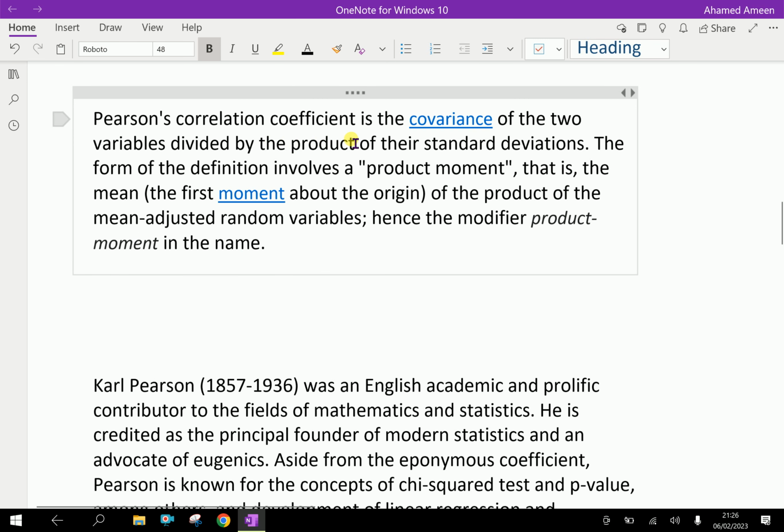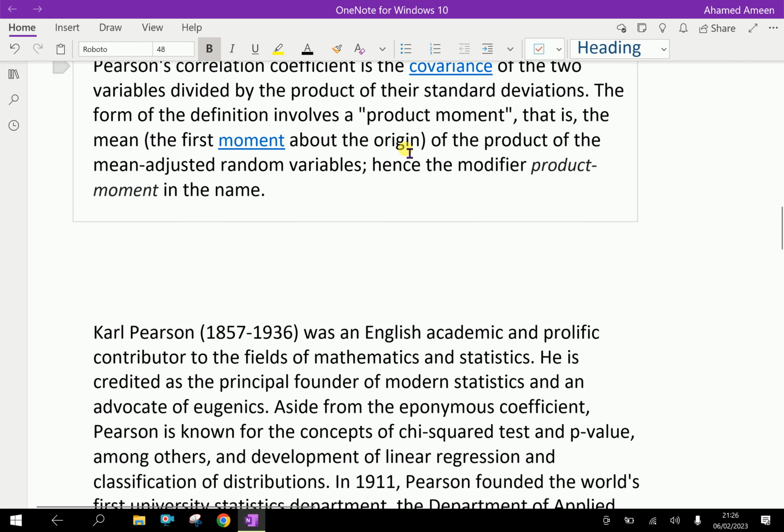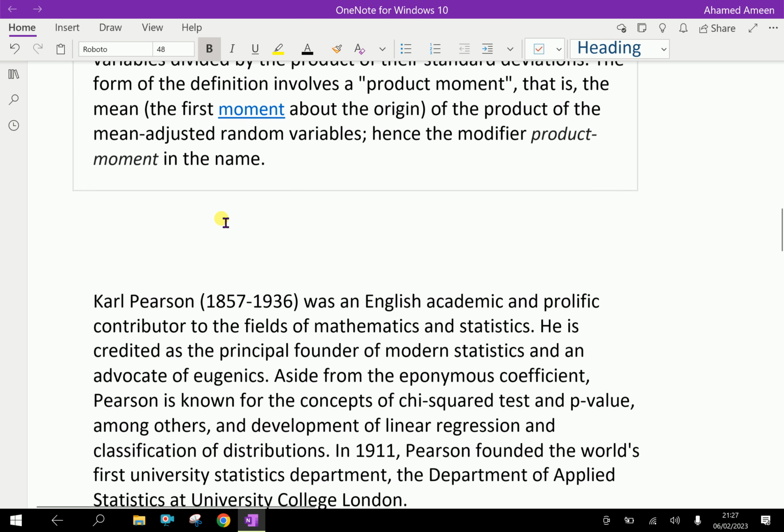Pearson's correlation coefficient is the covariance of the two variables divided by the product of their standard deviations. That means you have to take the covariance of both variables divided by the total product of their standard deviations. Now, the form of the definition involves a product moment, that is, the mean, the first moment about the origin, of the product of the mean-adjusted random variables, hence the modifier product moment in the name.